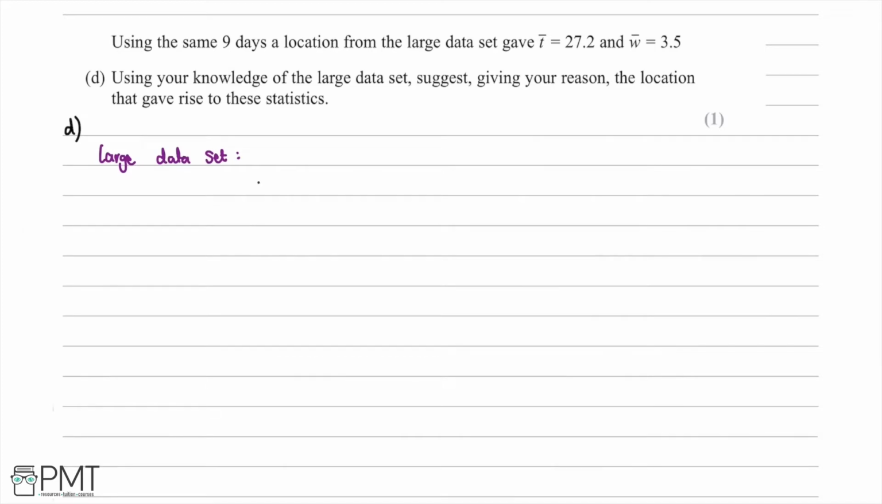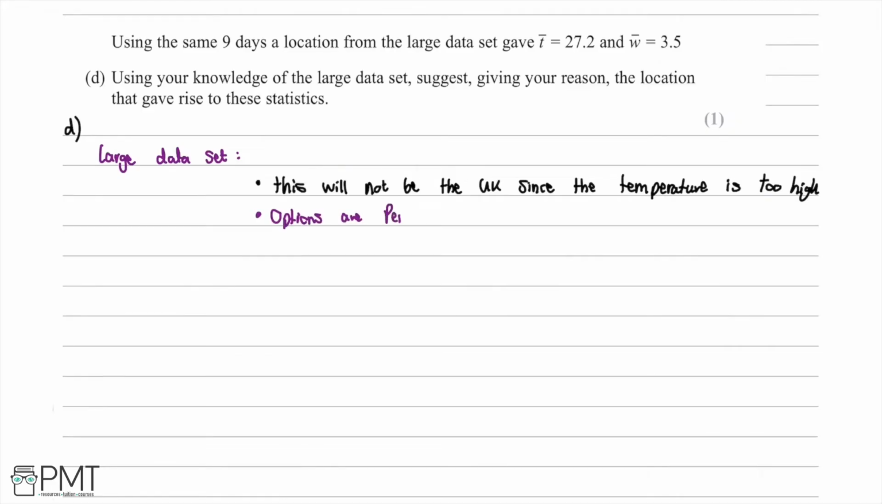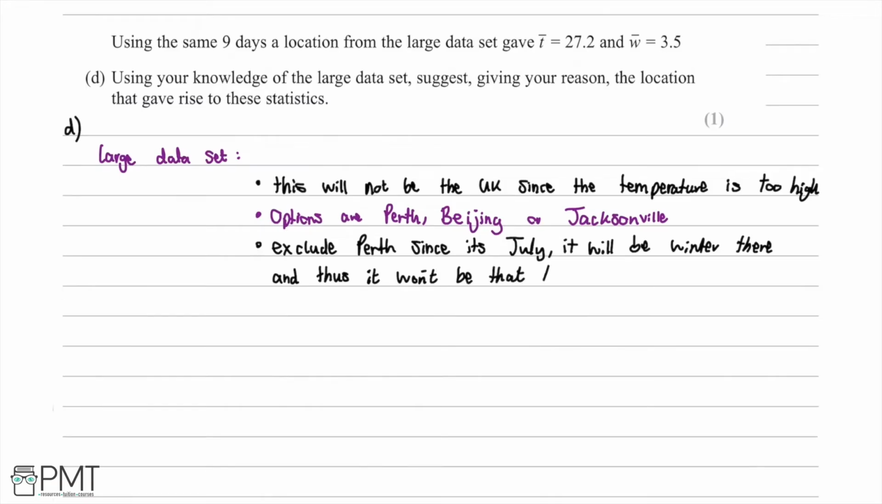So we're first going to say, well, this temperature 27.2, is this going to be in the UK? We can look at the data we're given already. For all the data in the UK in July, the temperature ranged from around 13 to 19. So therefore, we can say that this will not be the UK, since the temperature is too high. So that's us excluded the UK. This means we have 3 more locations. Our options are Perth in Australia, Beijing, and Jacksonville. We can exclude Perth, since in the month of July it will be winter there, and therefore it won't be that hot.